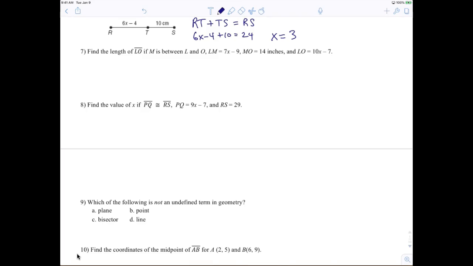Now find the length of LO if M is between L and O. So again, I would draw it just to make sure. M is between L and O. And now once you draw it, it's kind of easy to see. So you would say what? LM, which is 7x minus, and then MO, which is 14, must equal 10x minus 7.